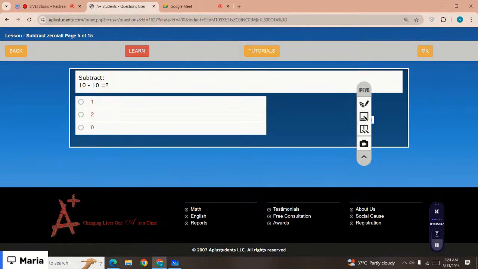Yes, 10 take away 10 is 0. Subtracting a number from itself always makes a 0. The correct option is 0.